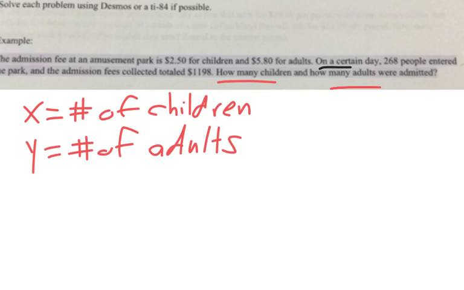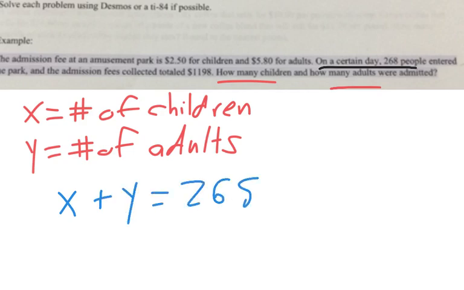Okay, now I'm going to start with this one. I think this one's simpler. On a certain day, there were 268 people who entered it. Well, who were those people that entered it? Well, it would be all of the children and all of the adults. So the 268 people that entered the park would be all of the children and all of the adults combined together. So I could just say, if I take the number of children and I add the number of adults, it has to equal 268 total.